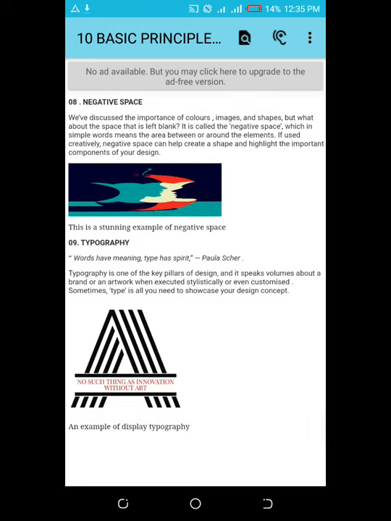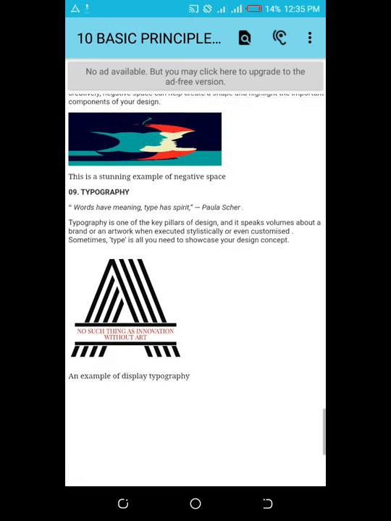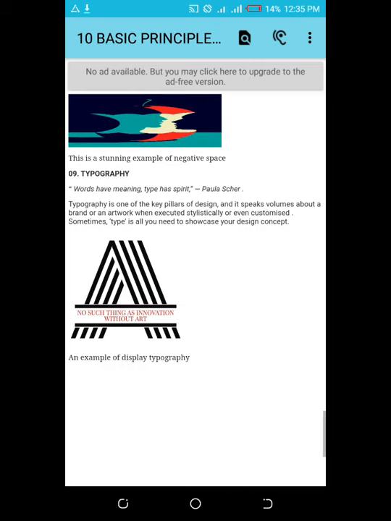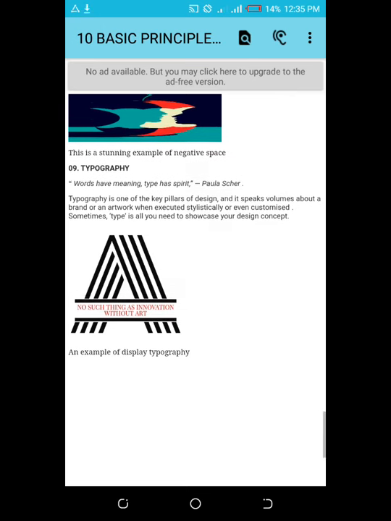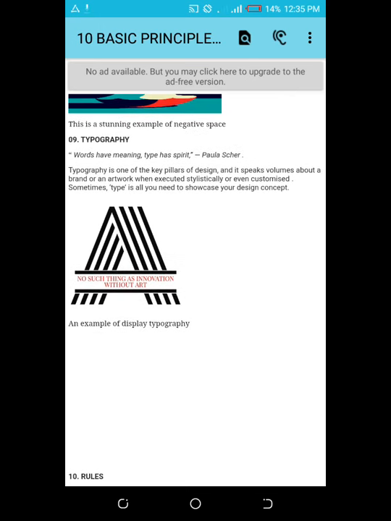Then we have typography. Words have plenty of types. He said words have many types and spirits. That's according to Paul Rand. Typography is one of the key pillars of design, and it speaks volumes about the brand or artwork, when executed typically or even customized. You can see there is no such thing as innovation without art.